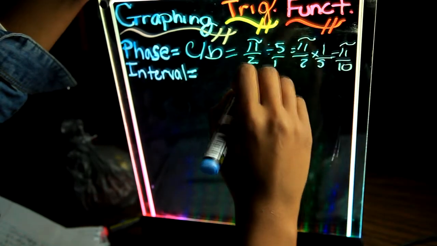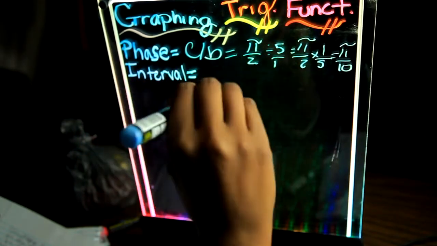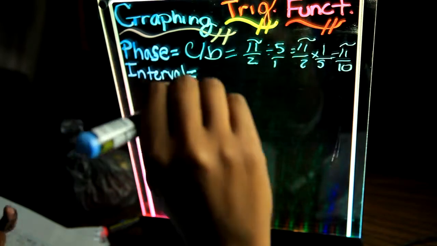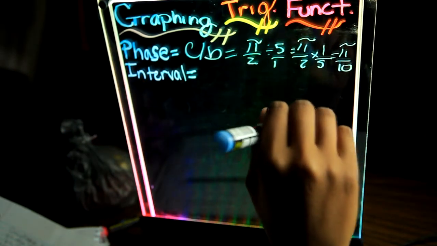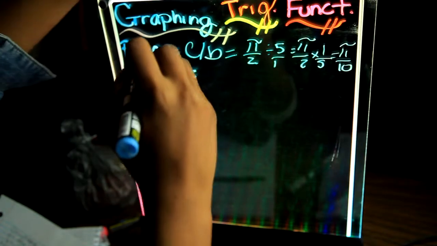The reason what I did was you've got to divide 5 over 1, and then you multiply by the reciprocal, which is the opposite, and you get pi over 10. And next is our interval.